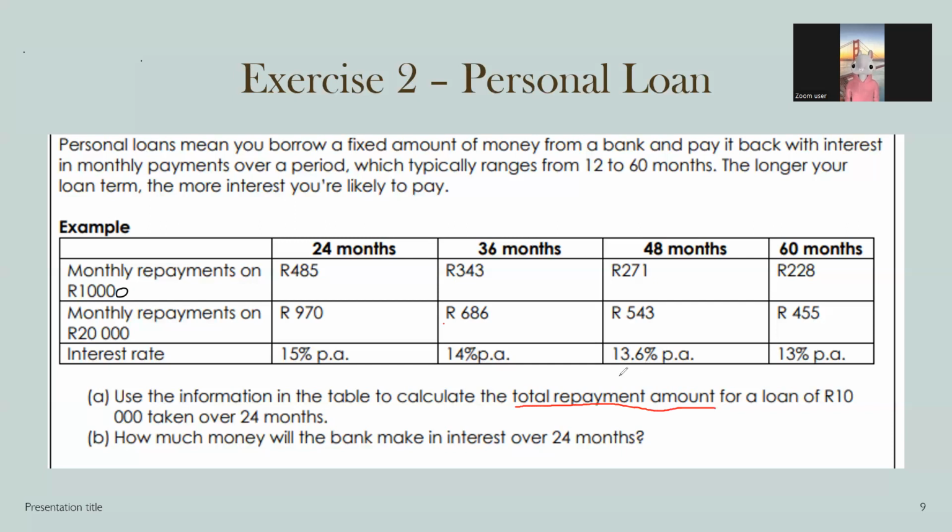What do you understand by the total repayment amount for a certain loan? The amount that must be paid back. There we go. Repaid. Exactly. And why do they say total? The whole amount. The total. Exactly. So if I tell you, you must pay me back 100 rand every month for 24 months, how much do you pay back in total?